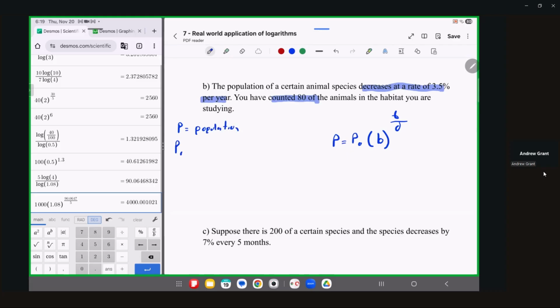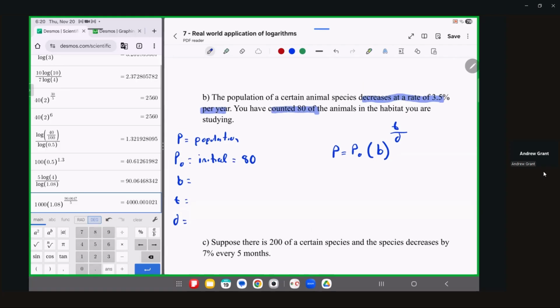P naught, little b, little t, and d. Okay, P naught's the easy one. So that's the initial amount, and the initial amount is 80 of them. B is the base rate to K.